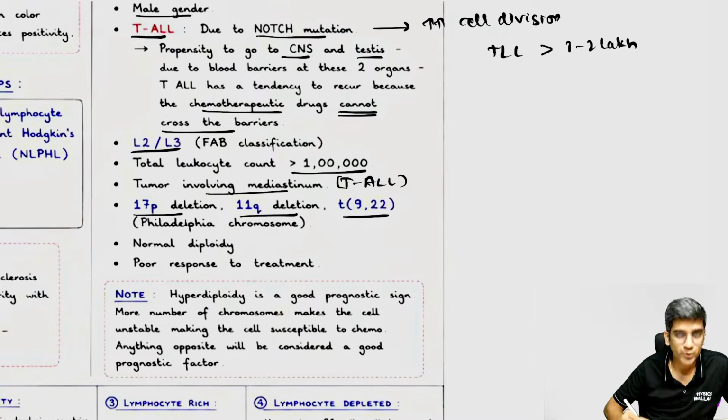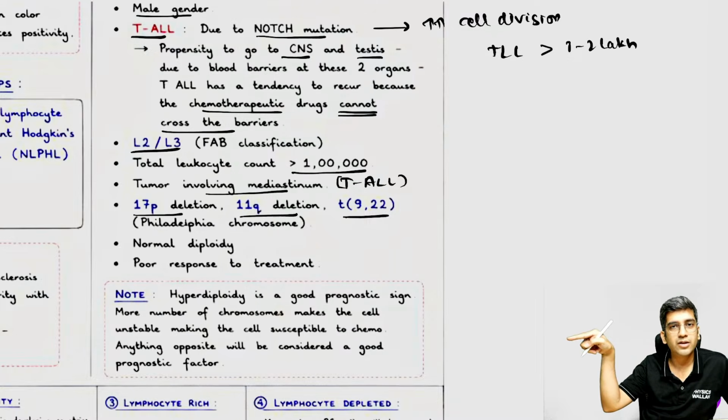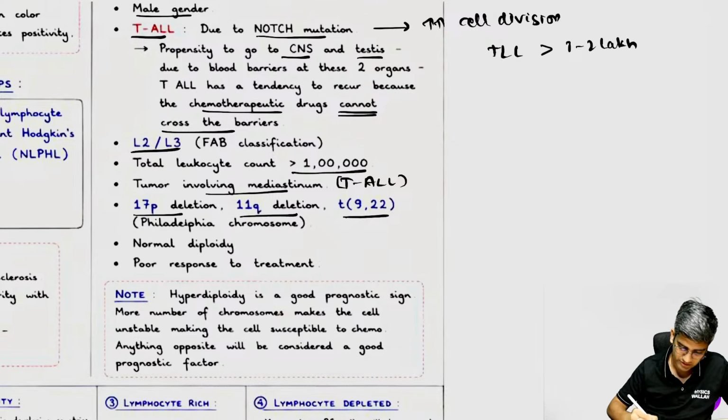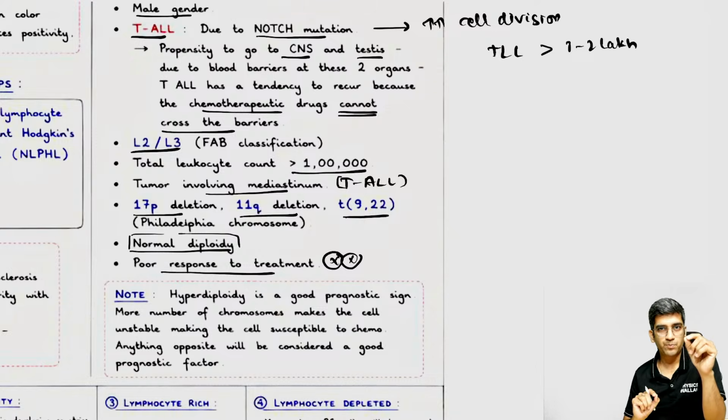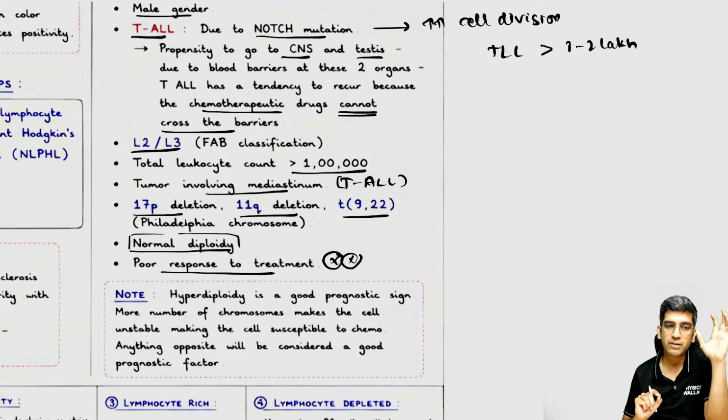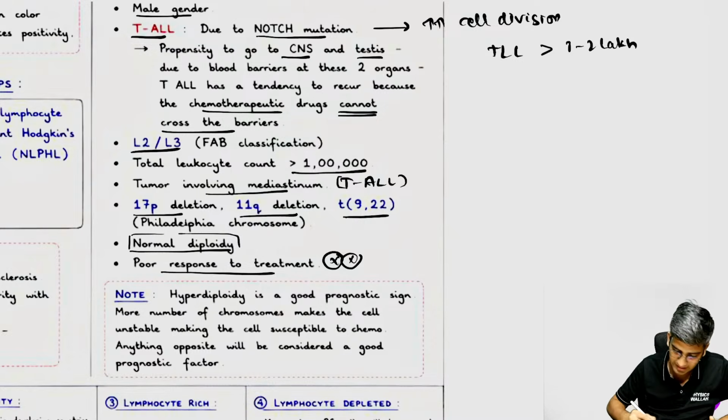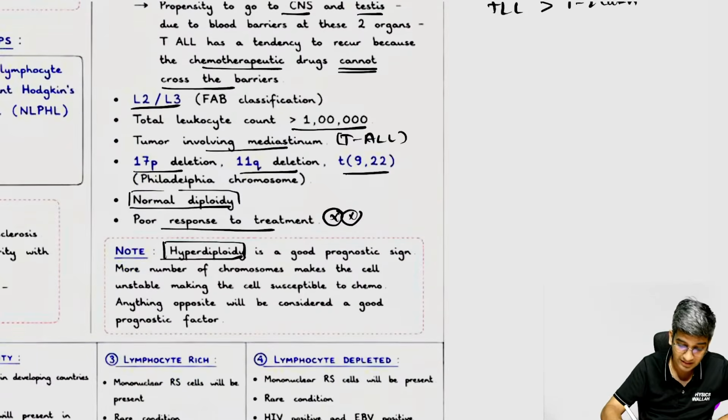And 9;22. See, 9;22 is CML's translocation, right? If I see that in ALL, definitely a bad prognosis, right? And normal ploidy is a bad prognosis, as is a poor response to treatment. That's very, very important. The moment I give you chemotherapy, within 28 days, the blast should disappear. If the blast does not disappear with chemo, which means it is not responding to treatment, it is a bad prognostic factor by default, right? And add this as a uniform take for almost every blood cancer.